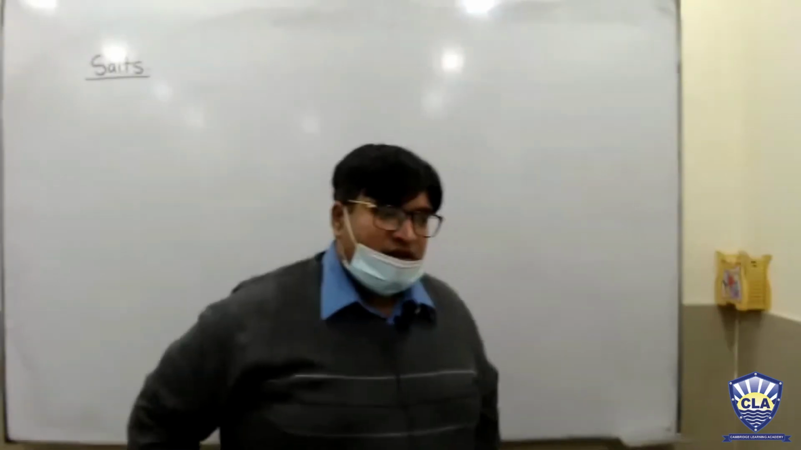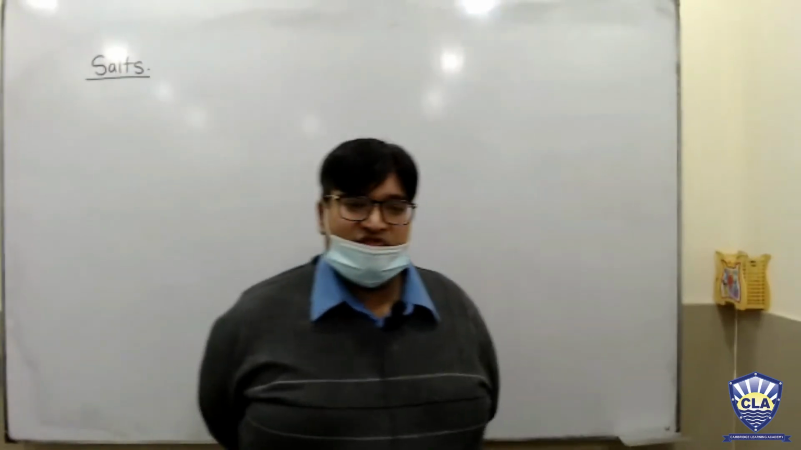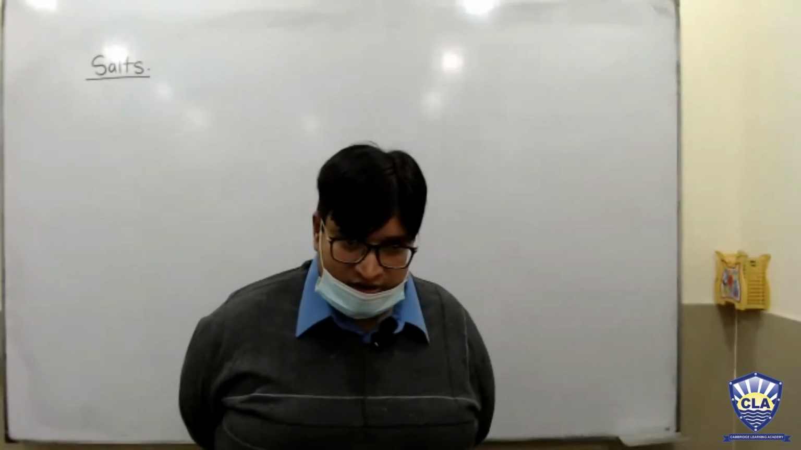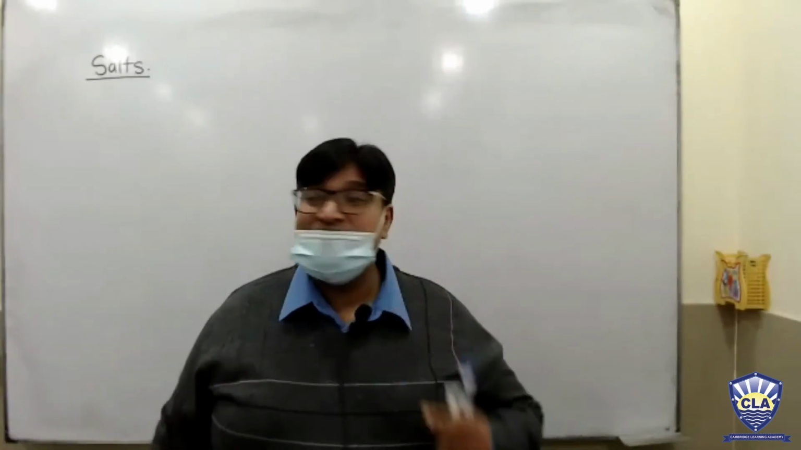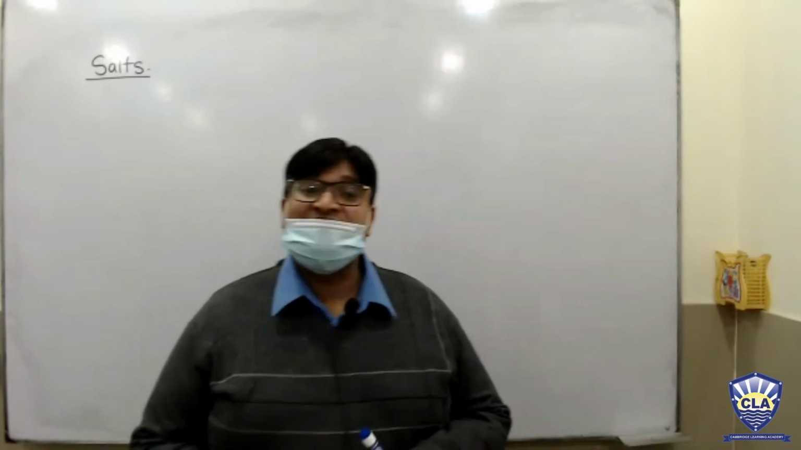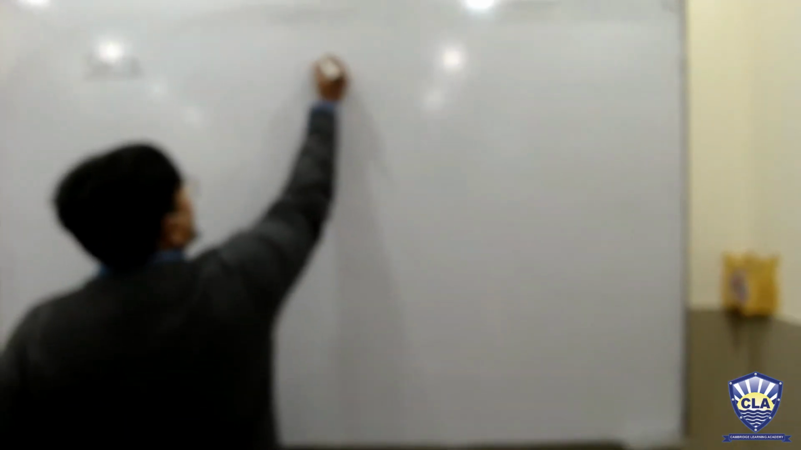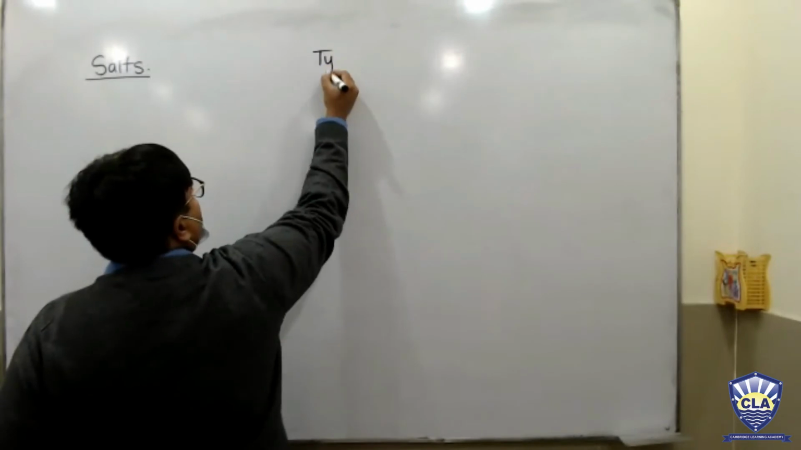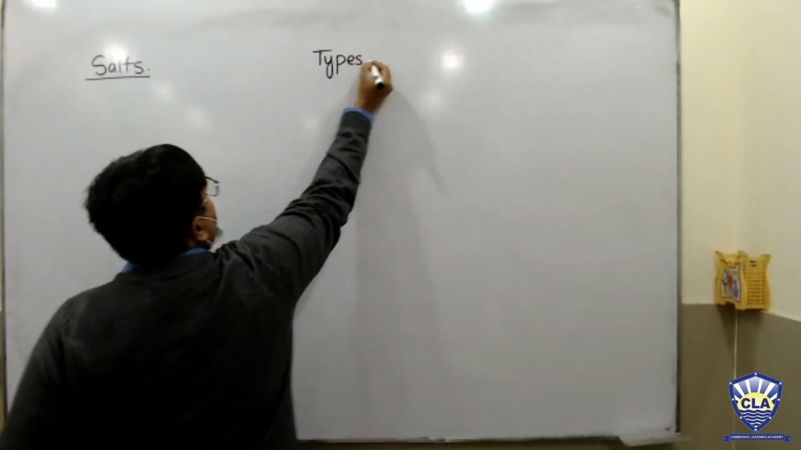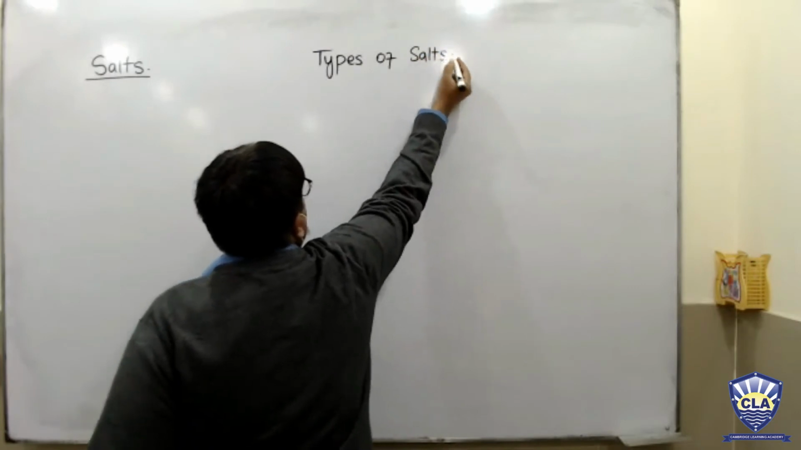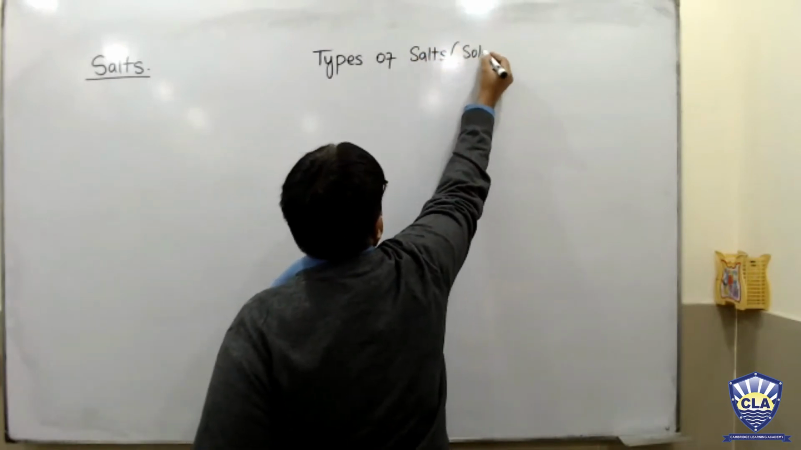Okay, beta. Now we are going to start with one of the very important things of the salt, that is also the types of salt. But this time we are going to discuss the types of salt on the basis of solubility. So let's start with the types of salts on the basis of solubility.